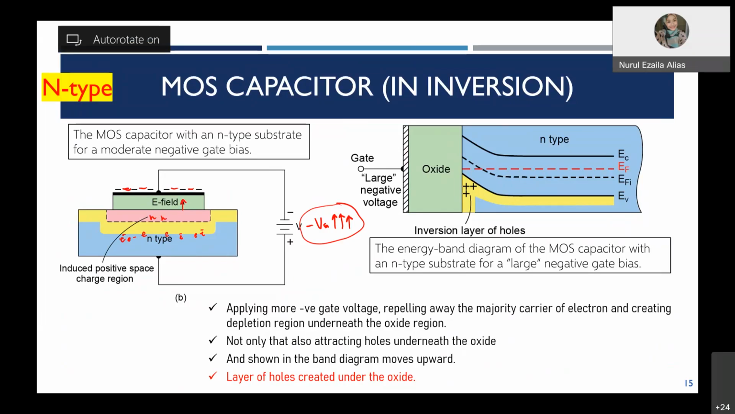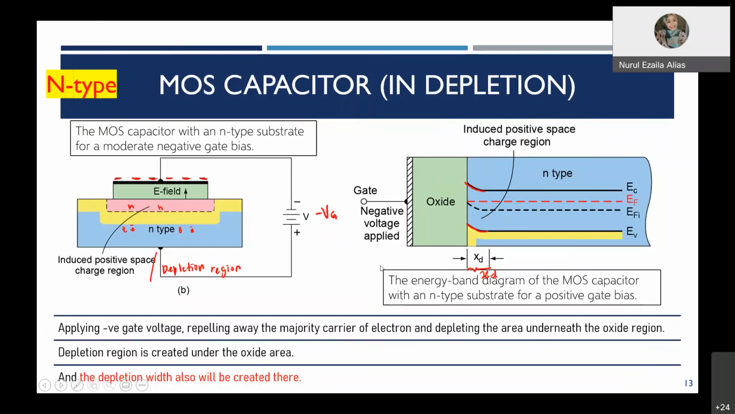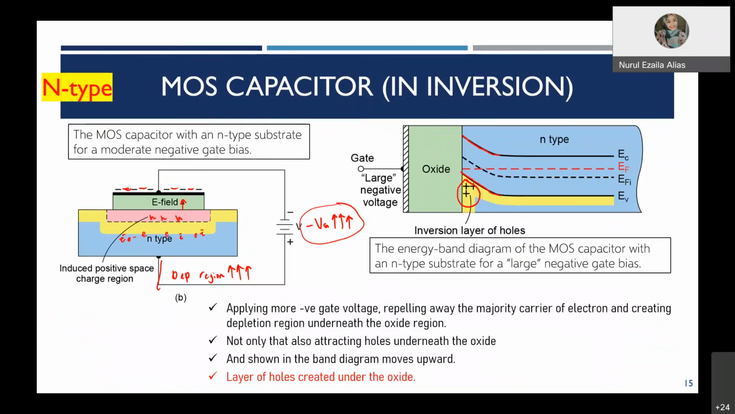So these minority carrier holes will be accumulated here, and it will create an inversion layer of holes. In this case, the depletion region in the inversion mode of operation will be increased. Due to this, the bending is moving much more upward as compared to the depletion just now. In inversion the bending is still upward, but much larger, and it will create the XDT as well. XDT is the term for the induced space charge region in inversion.